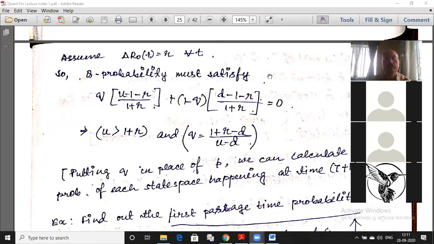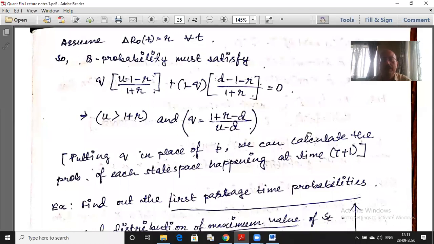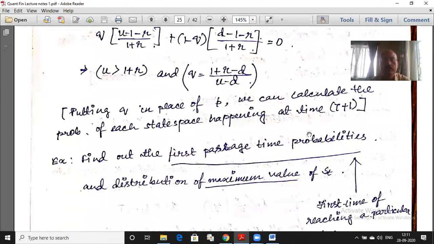Is it okay? All right, so I take the default option, assuming that it's clear to all of you.